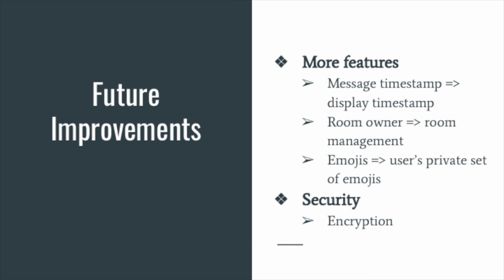For future improvements, we can add more features. We have recorded the timestamp of every message so we can display it in the chat box. We would also like to add a room owner to each room so that the owner could manage the activities of this room. We also plan to allow users to send their own emojis. And in order to improve the security, we could add RSA encryption while sending messages.